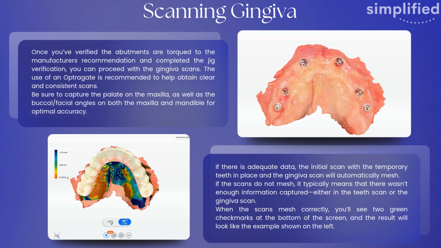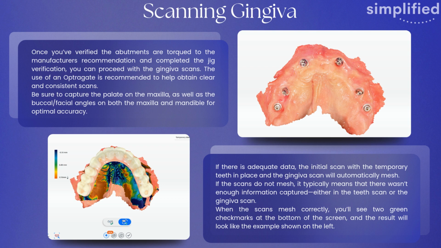Once you've verified the abutments are torqued to the manufacturer's recommendation, and completed the jig verification, you can proceed with the gingiva scans. The use of an Optragate is recommended to help obtain clear and consistent scans. Be sure to capture the palate on the maxilla, as well as the buccal and/or facial angles on both the maxilla and mandible for optimal accuracy.